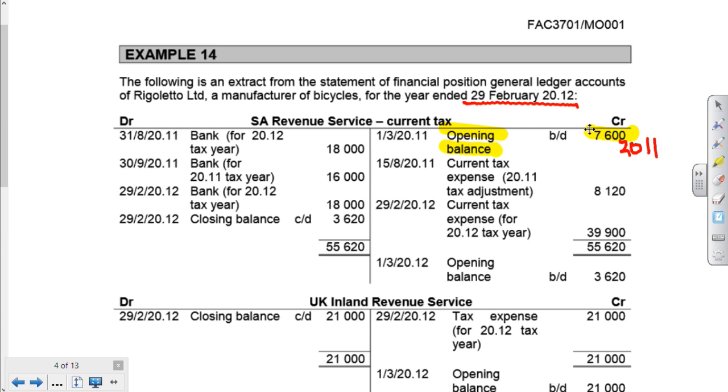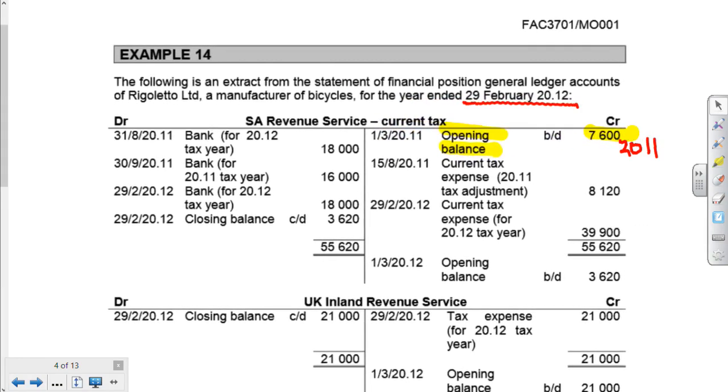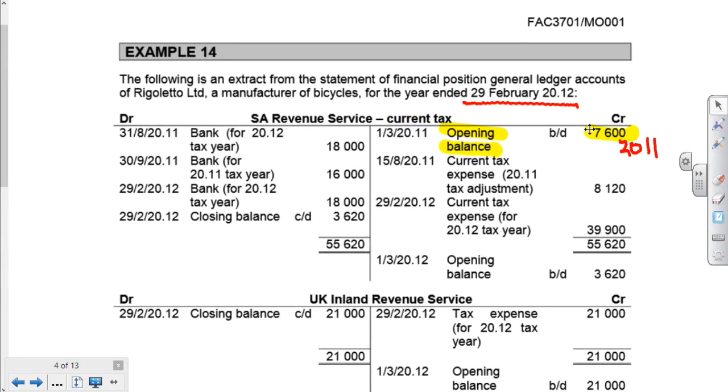Do you agree? Okay. So if I carry on looking at it, there's an entry here which says current tax expense 2011 adjustment. So here's a 2011 adjustment of 8120. What that's telling me is that I thought I would have to pay SARS 76, but it looks like I've had to pay him an extra 8120. 8120, do you see?